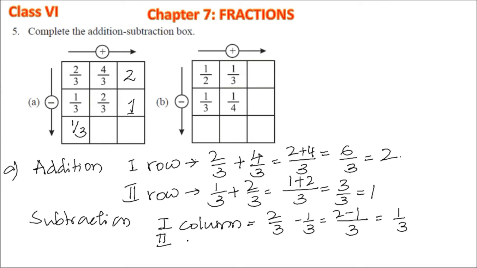For the second column, it is 4 by 3 minus 2 by 3. 3 is the LCM. 4 minus 2 will be 2. We get it as 2 by 3. Here it is 2 by 3. And the third column, we have 2 minus 1, which will be 1.